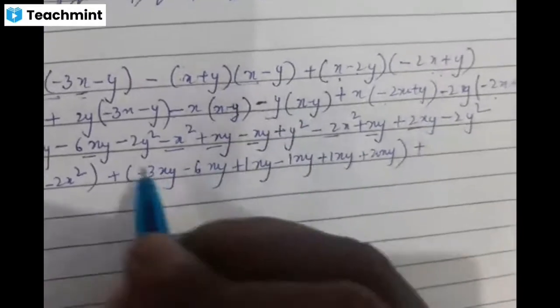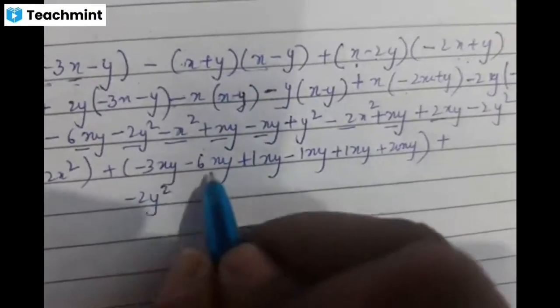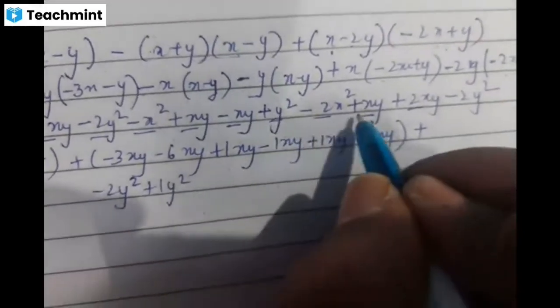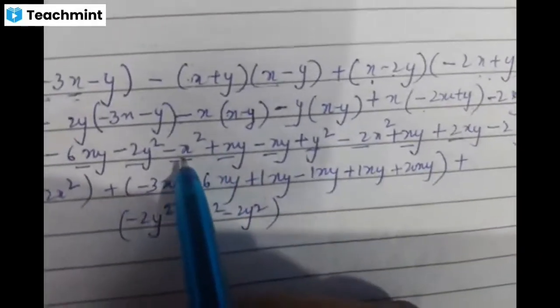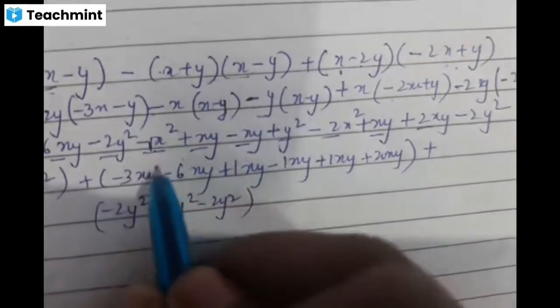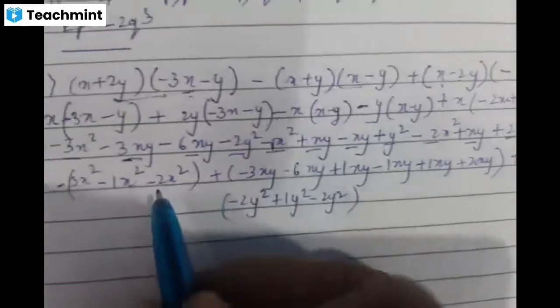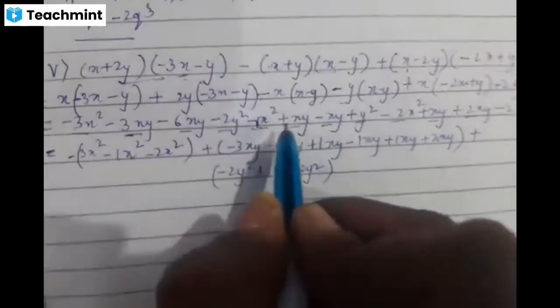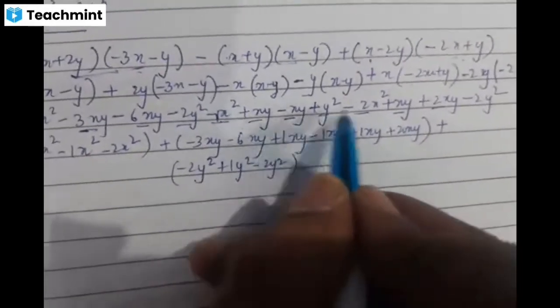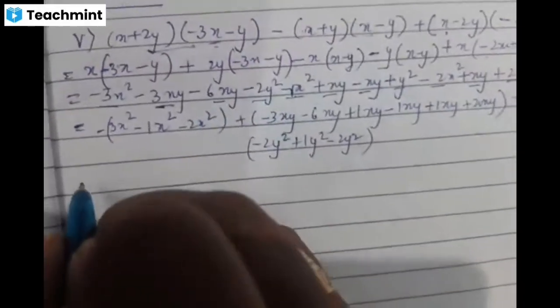Then you are going to add minus 2y square term. Minus 2y square. Here you have plus 1y square. Then lastly you have got minus 2y square. Children, if you have only minus x square, the coefficient will be 1. So I have written 1x square here. Wherever you don't have any number, it is understood it is having 1 as coefficient. Now let us add.